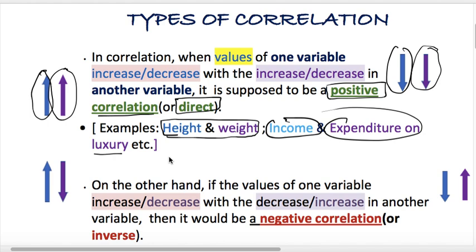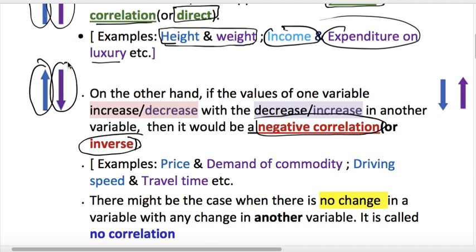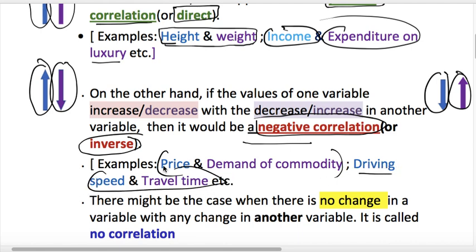And what do we mean by the negative correlation, which is the second category, also known as inverse, that says that if one is increasing, other decreases, and if one is decreasing, other increases. So this kind of scenario is always declared the negative correlation. Price and demand of a commodity, driving speed and travel time are some examples.